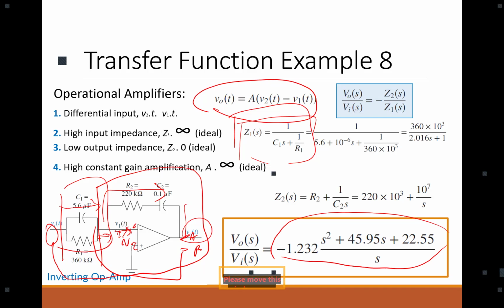Is that clear? I don't want to go into the circuit analysis concepts. I want to make sure that you know what I did. Any question? No? So we're good.